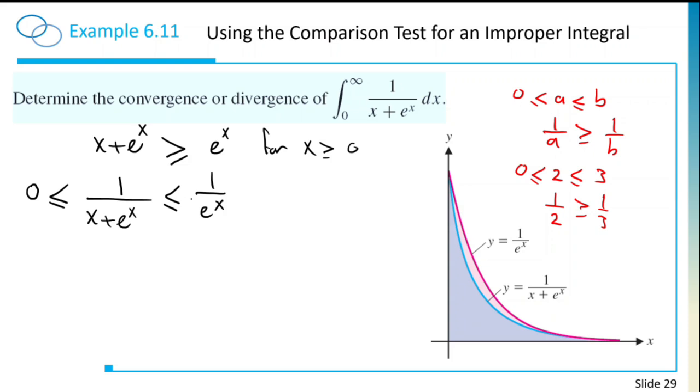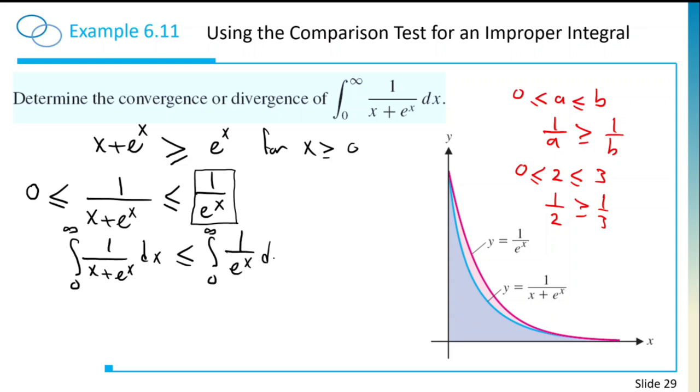Okay, now what can we do? I'll try to figure out the integration for this part. So now we know that the integration from 0 to infinity of 1 over x plus e to the power of x dx is less than or equal to the integration from 0 to infinity of 1 over e to the power of x dx. Okay, now I'm interested in this part.